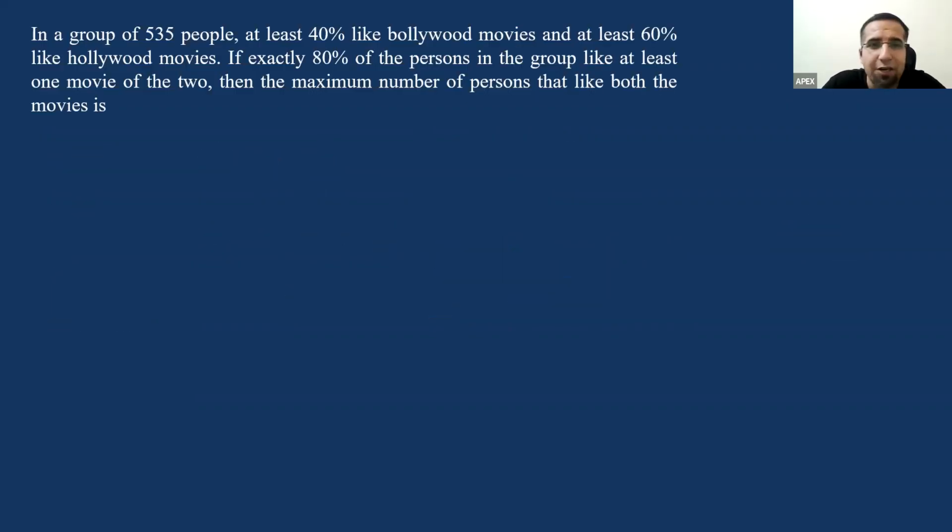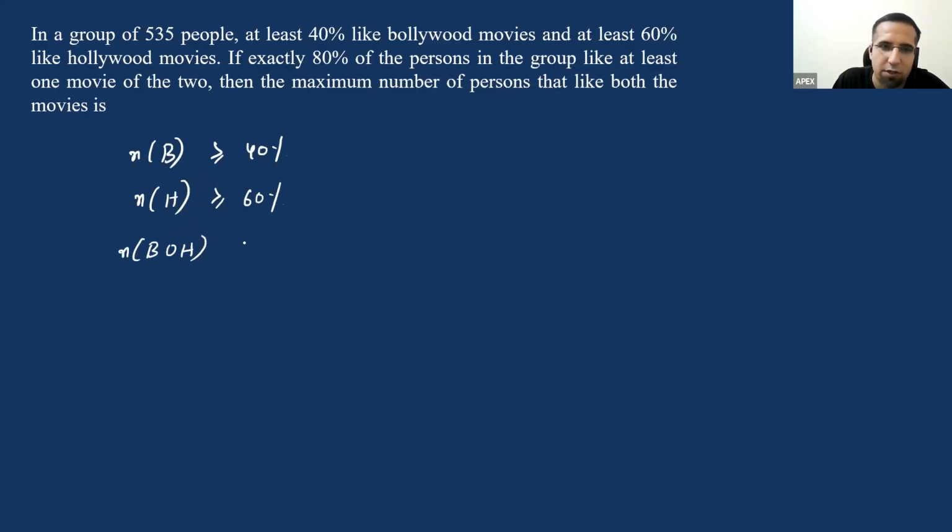Now, in a group of 535, at least 40% people like Bollywood. So, the number of people who like Bollywood will be greater than or equal to 40%. At least 60% like Hollywood. So, the number of people who like Hollywood is greater than or equal to 60%. And exactly 80% of the people like Bollywood or Hollywood. So, n of B union H is equal to 80%.